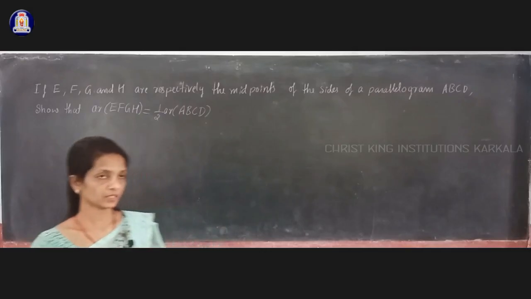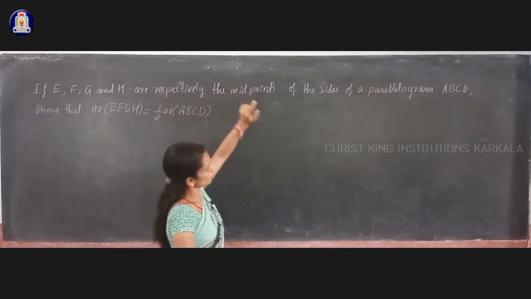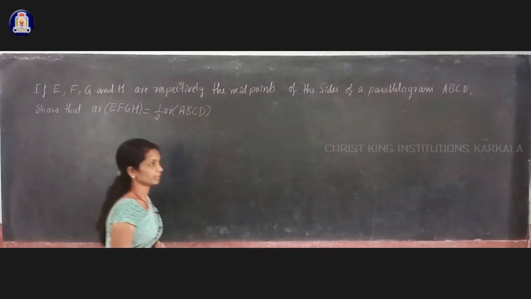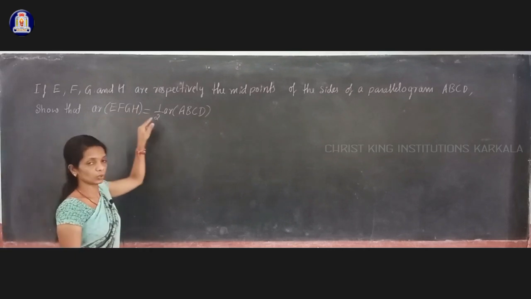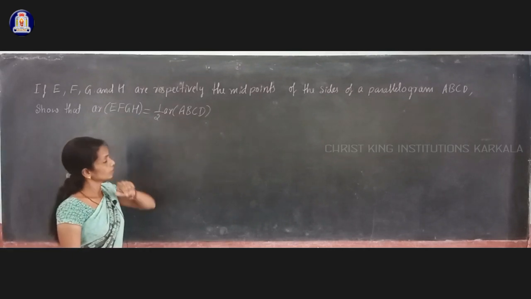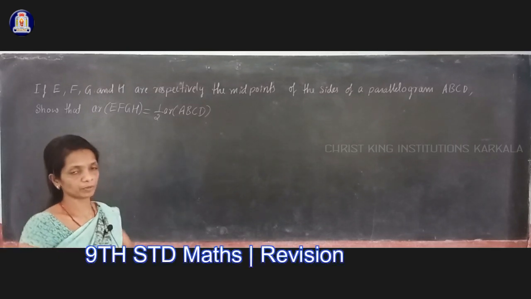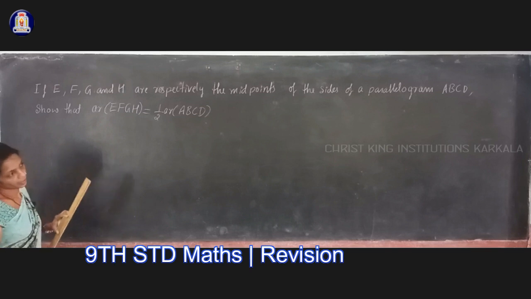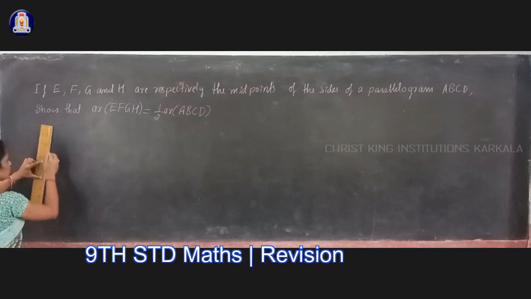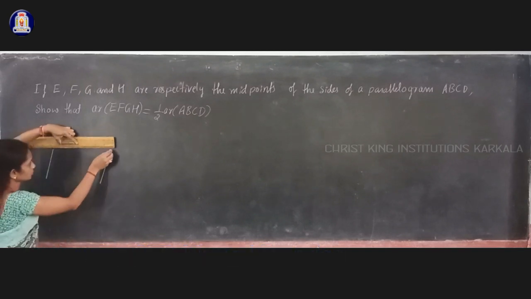Next problem: if E, F, G and H are respectively the midpoints of the sides of a parallelogram ABCD, show that the area of EFGH is equal to half into the area of ABCD. First you have to draw a rough, proper figure, then you will understand what to do next. So draw one parallelogram and name it ABCD.